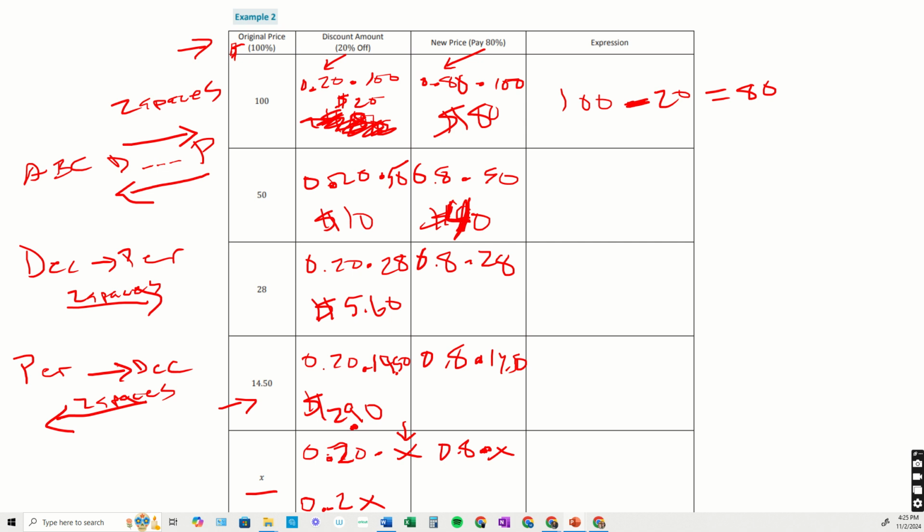0.8 times 28, got my calculator right next to me, is 22.4, or $22.40, since we're talking money now. We got 0.8 times $14.50, it's $11.60. And 0.8 times x is 0.8x.